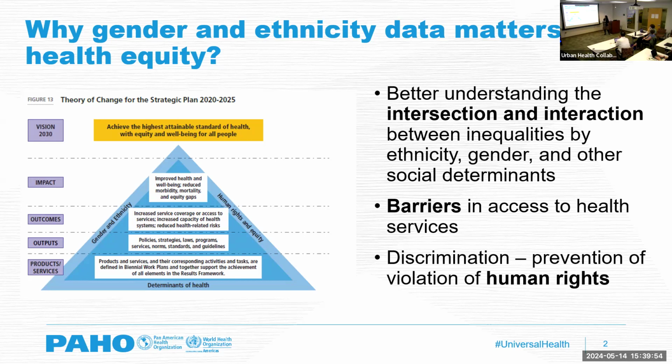As you see here, one of the strategic priorities for the organization to achieve universal health is really accounting for gender inequalities and inequalities or discrimination by ethnicity, because mostly these are considered barriers in access to health. But more broadly, they are the root of discrimination due to history and colonization in the Americas, and part of what we need to prevent as violations of human rights.